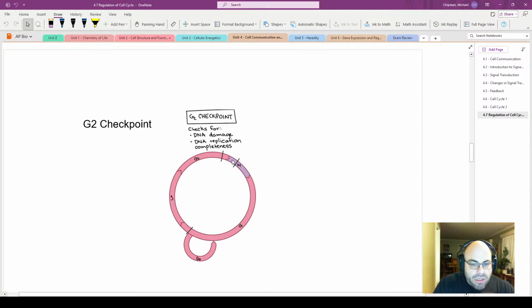And what comes right after G2? Mitosis. And so G2 is going to be checking to make sure everything's ready to do mitosis, right?